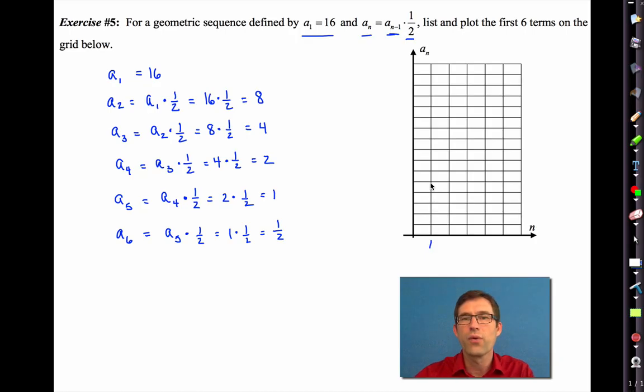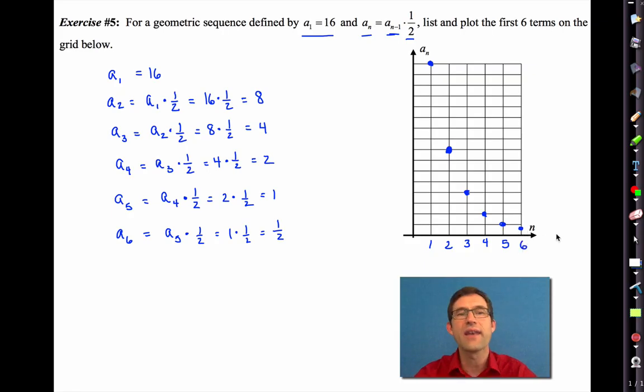All right, so when n is 1, we're at 16. 1, 2, 3, 4, 5, 6, 7, 8, 9, 10, 11, 12, 13, 14, 15, 16. So we're all the way at the top. At 2, we're at 8. At 3, we're at 4. At 4, we're at 2. At 5, we're at 1. And at 6, we're at 1/2.